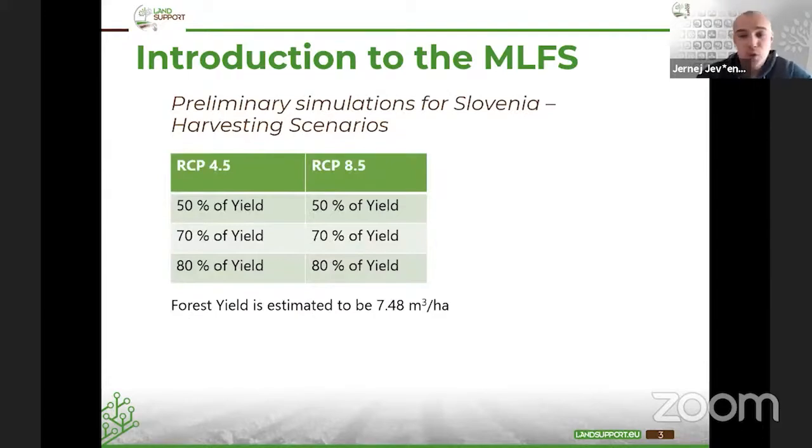So I would now like to give you some very brief preliminary simulation results for Slovenia. Basically, we have selected two RCP scenarios: RCP 4.5, which is more realistic, and RCP 8.5, which is a little bit more pessimistic, and different harvesting scenarios. Depending on the forest yield to be cut, we selected 50%, 70%, and 80% of harvesting.